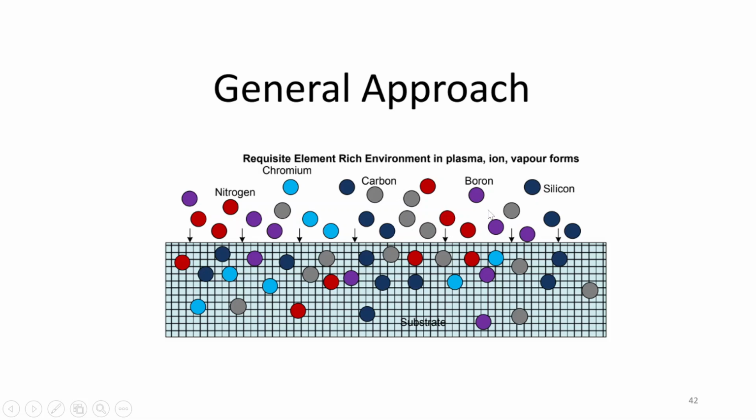Okay, now this is the general approach. Outside you have the requisite element-rich environment in plasma, ion or vapor forms. Here the options are nitrogen, chromium, carbon, boron or silicon, and this is the substrate which is to be enriched in these elements.